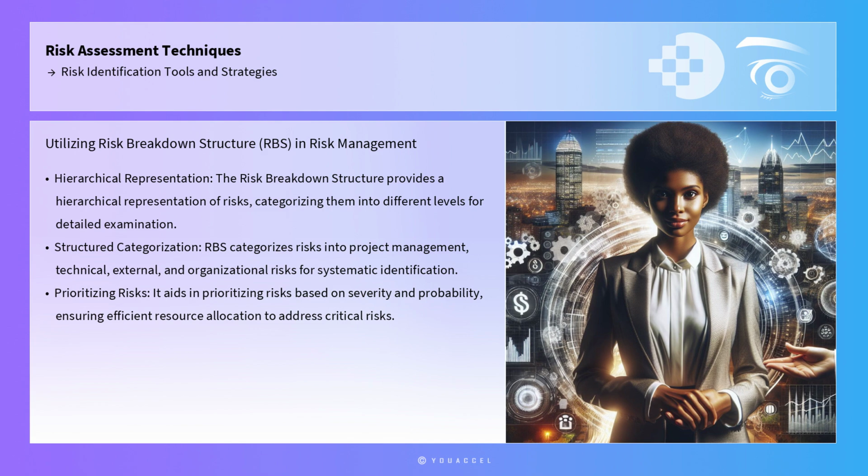Another valuable framework is the risk breakdown structure, which provides a hierarchical representation of risks. RBS categorizes risks into different levels, enabling a detailed examination of risk sources and their potential impact. For instance, a construction firm could use RBS to systematically categorize risks into project management, technical, external, and organizational risks. This structured approach not only facilitates comprehensive risk identification, but also aids in prioritizing risks based on their severity and probability of occurrence, thus ensuring that resources are allocated efficiently to address the most critical risks.